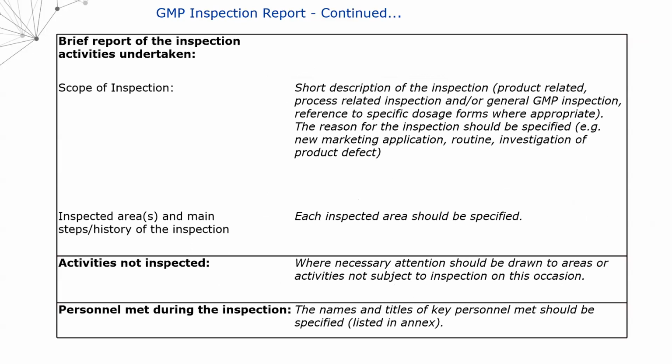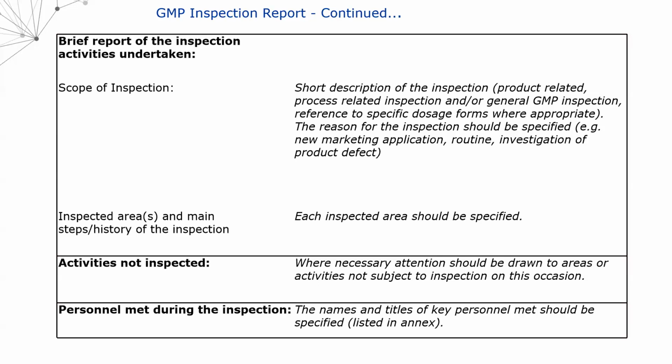And the inspected areas will be captured in this inspection report. And activities not inspected also will be written in this, because if a facility which has sterile manufacturing is audited, maybe that facility may have some other products which they make by non-sterile manufacturing also. So those areas will not be covered, because those areas are not in the scope of the audit. Those details will be mentioned in these reports.